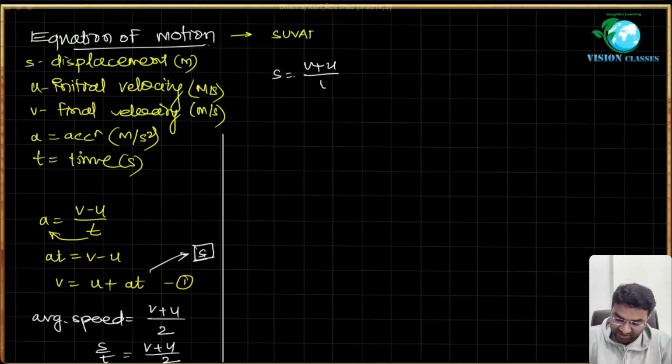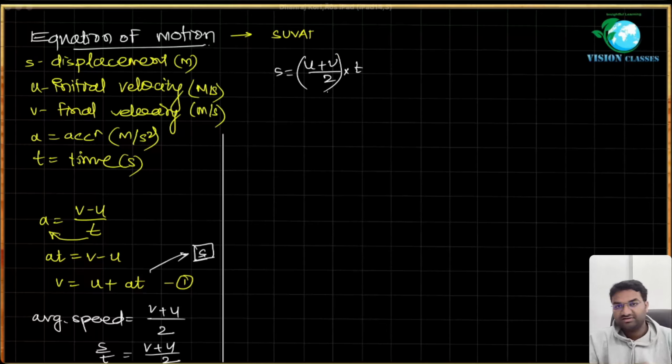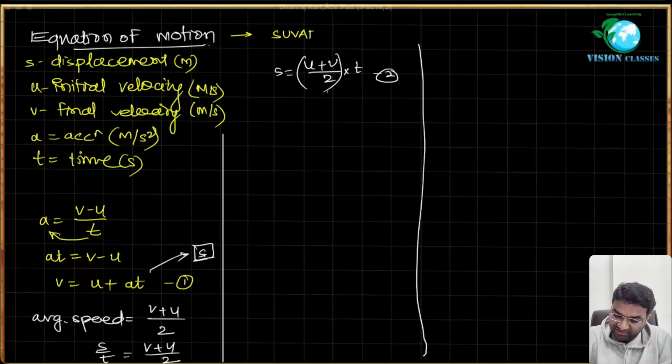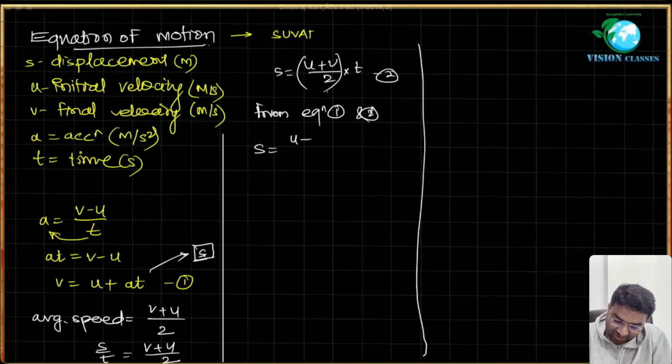Now the displacement s is equal to (u plus v) upon 2 times t. That's it. Alright, this is the second equation. Then next, from the first and second equation, we have to rearrange and figure out the displacement. So here we have, from equations 1 and 2, s is equal to (u plus v) times t over 2.